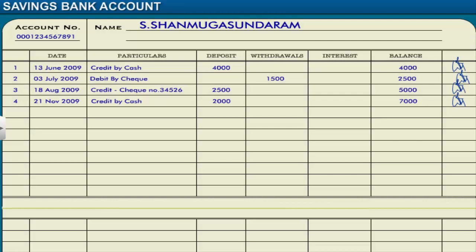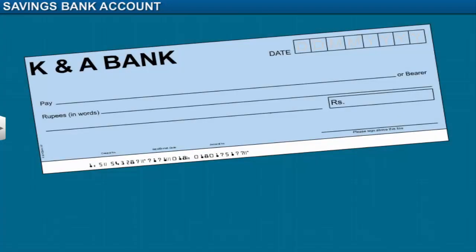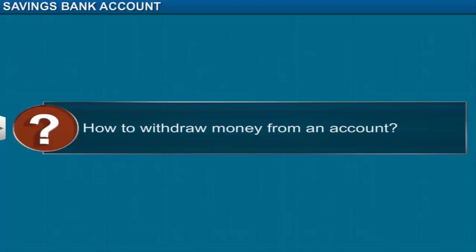The amount deposited is credited into the customer's account, and an entry is made in the passbook accordingly. Getting entries of the transactions in an account made into the passbook is called updating the passbook. An account holder can also deposit money using checks that are given by another person or organization in his or her name. Now, let's learn how to withdraw money from an account.